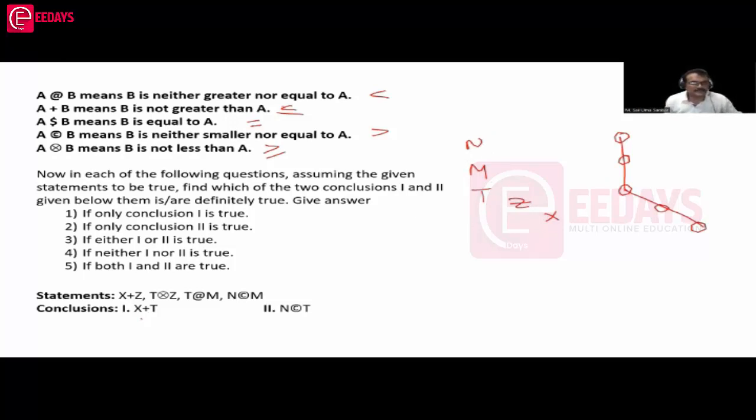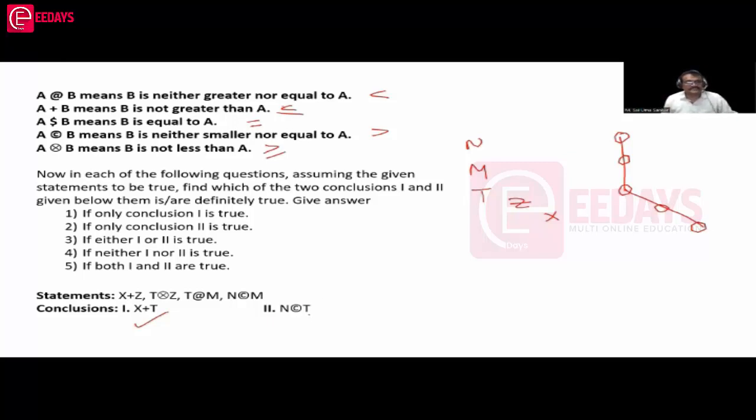Okay, now first one, X at the rate T. X is less than or equal to T. Is it valid? Yes. There is a diagonal line in between T and X. X is in the lower position and T is in the upper position. That means X is less than or equal to T. So first conclusion is a valid conclusion.